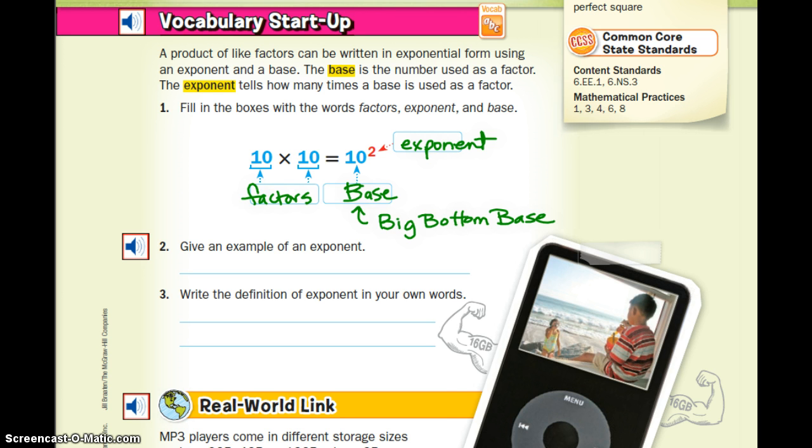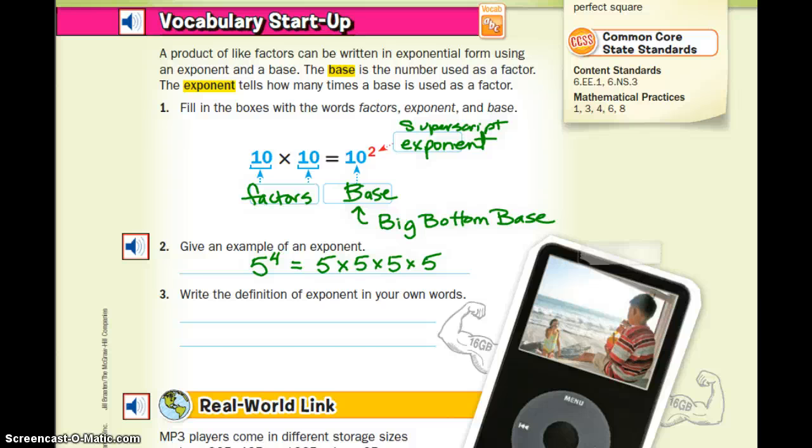So I know when I have 10 to the second power, I'm going to write 10 2 times and multiply them together. An example would be 5 to the 4th power, which means that I will have 5 times 5 times 5 times 5. So again, the big number on the bottom, big bottom base; the exponent is the superscript, or the Superman. That's how many times you are going to write the base down and then multiply. Factoring means the factors of a number.